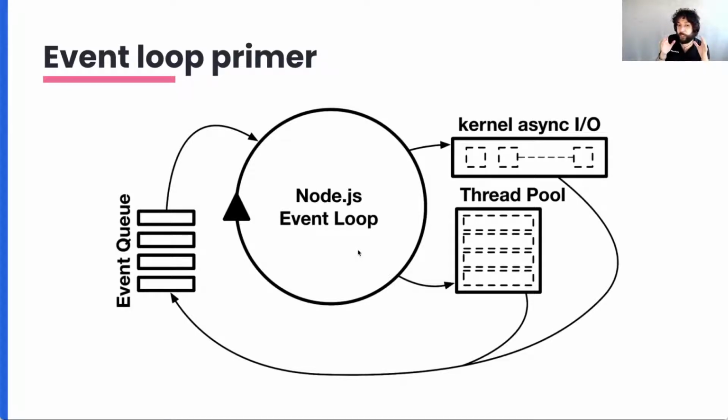Events are not JavaScript though. So you have I/O events. I/O events can be produced by the kernel or by the thread pool, and those events get put into a queue. Once an event is there, Node.js can fetch that event and process it with JavaScript. That's all it does.